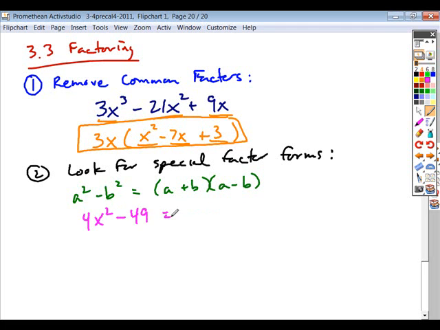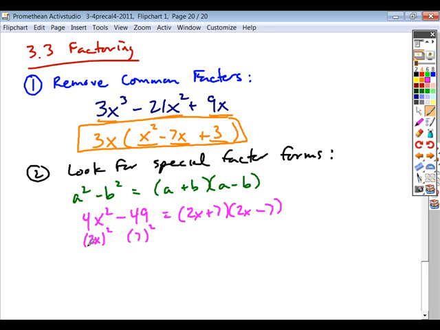Okay, what you should be able to do is recognize that you're dealing with perfect squares in both of these terms. What term are you squaring to get 4x squared? 2x, and to get a 49 you're squaring 7. So if you take those two terms, 2x and 7, and you multiply the sum of them times the difference of them, that becomes your factored form.